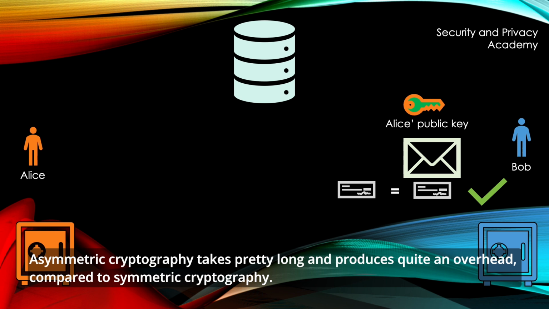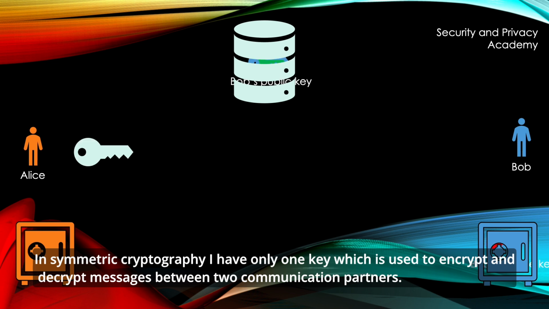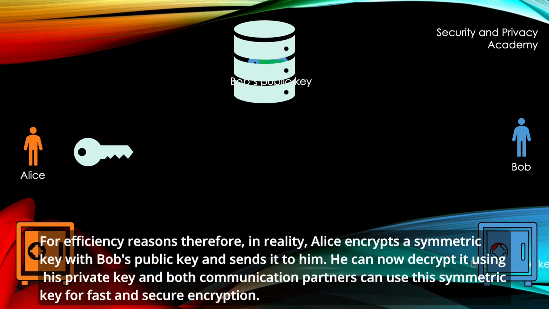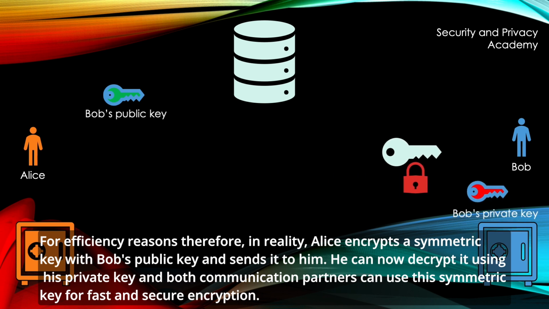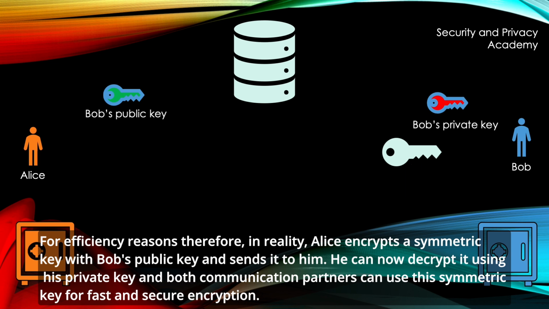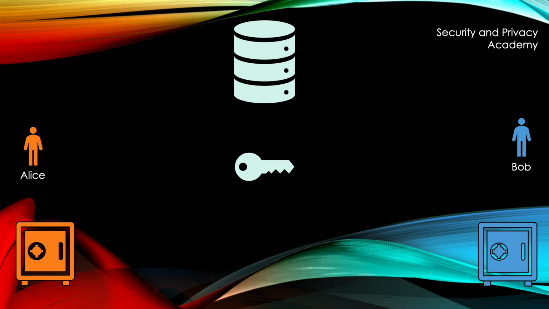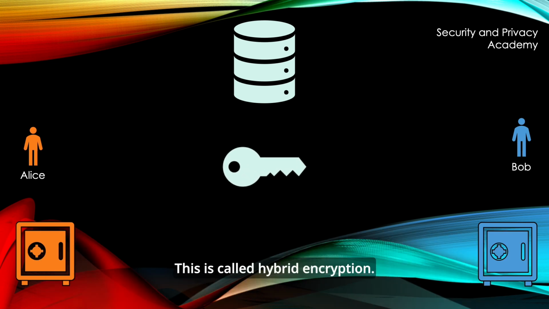Asymmetric cryptography takes pretty long and produces quite an overhead compared to symmetric cryptography. In symmetric cryptography, I have only one key which is used to encrypt and decrypt messages between two communication partners. For efficiency reasons, therefore, in reality, Alice encrypts a symmetric key with Bob's public key and sends it to him. He can now decrypt it using his private key, and both communication partners can use this symmetric key for fast and secure encryption. This is called hybrid encryption.